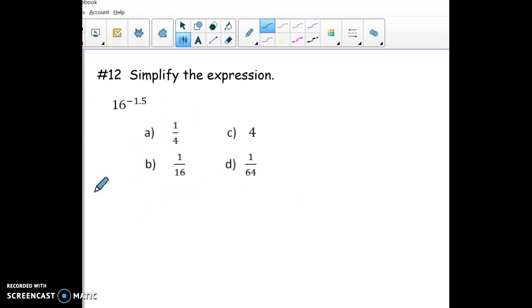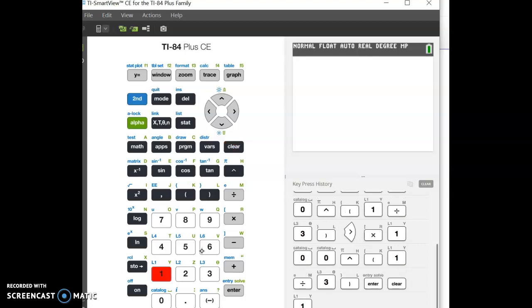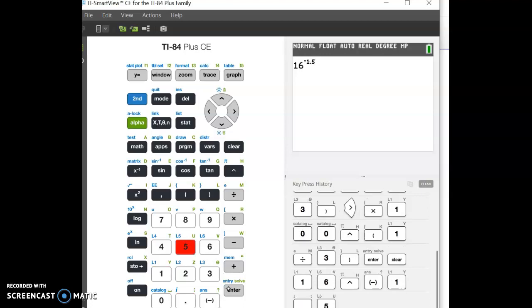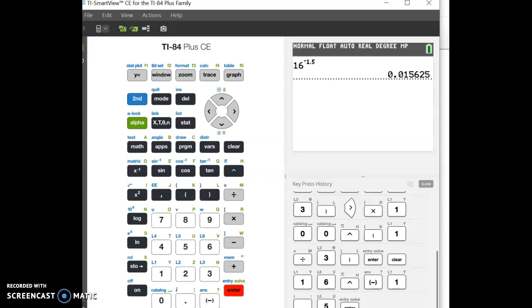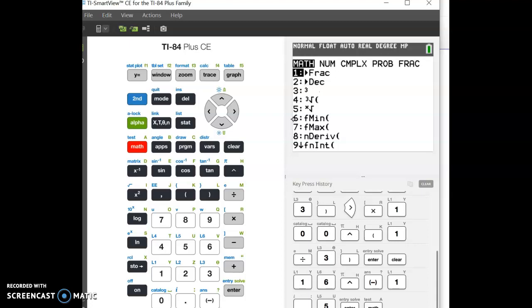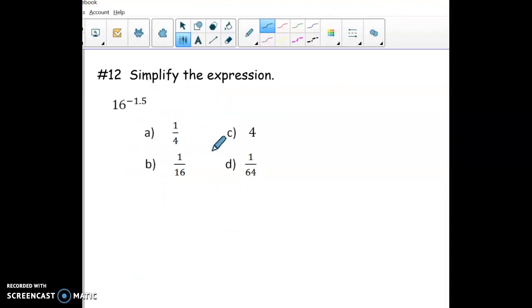All right, next one, give it a shot. Since it doesn't have x, you can certainly use a calculator. So I'm going to do 16 to the negative 1.5. All right, and so you get a crazy decimal. And if you look at our answer choices, they want a fraction. So you could divide these fractions to figure out which one matches that decimal. Or you could just hit math on here and go to, let's see, number 1 is fraction. So that'll take my previous answer and turn it into a fraction. So it looks like 1/64. It's going to be our right answer.